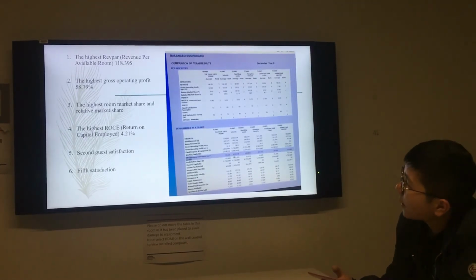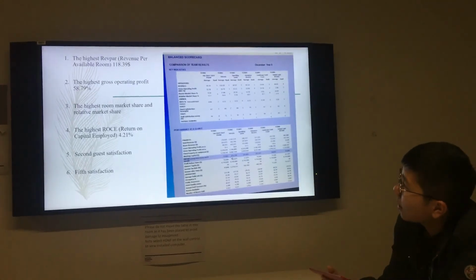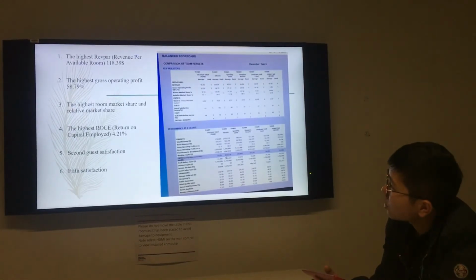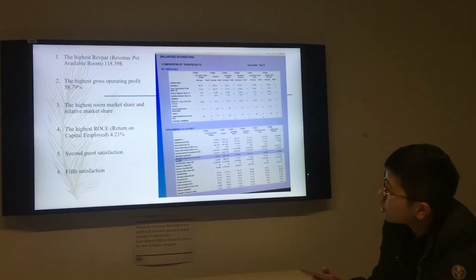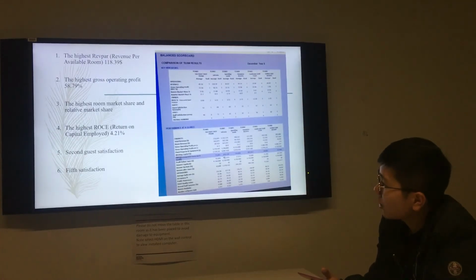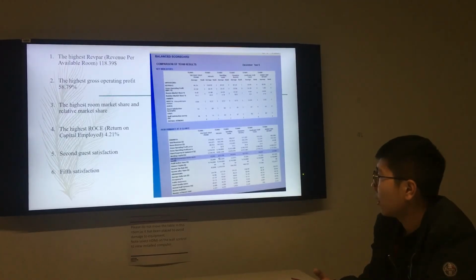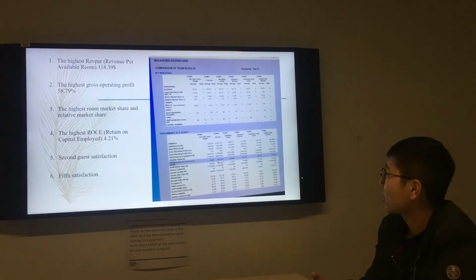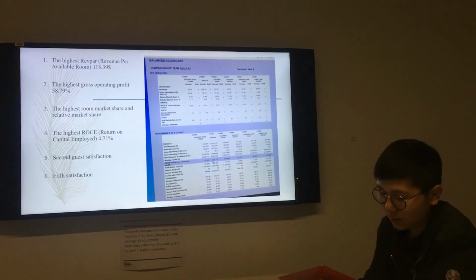We got the highest revenue per available room, and our team got the highest group profits and the highest room market share, but we have the second-highest guest satisfaction and the fifth staff satisfaction, because we have too many staff in some departments.